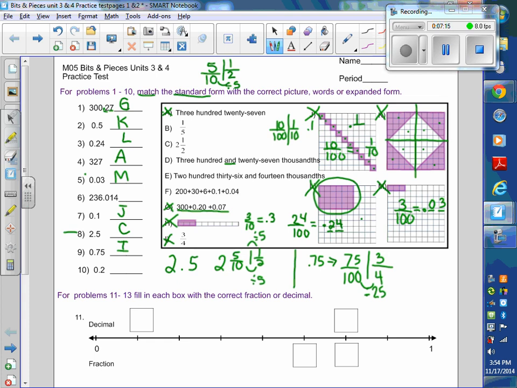So number 6 has another decimal with the word "and" in it. 236 and 14 thousandths. That one matches up. E.